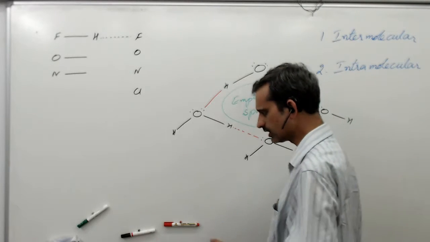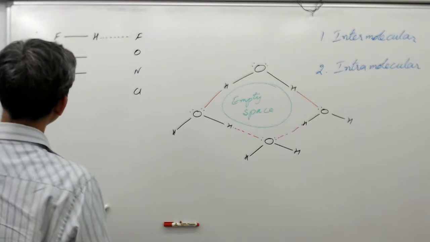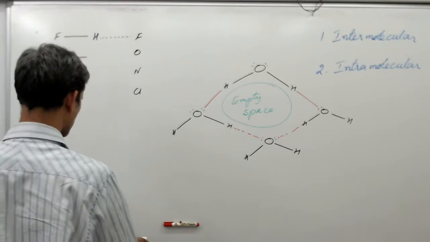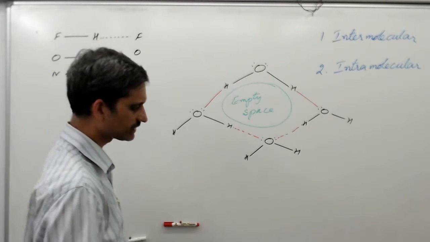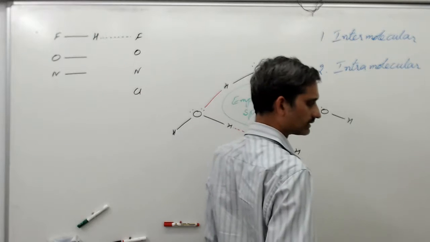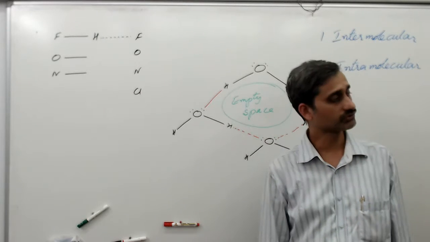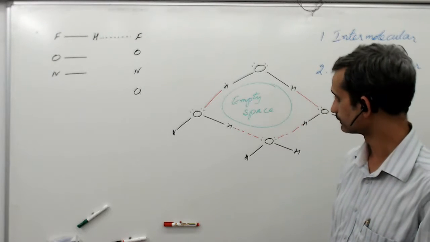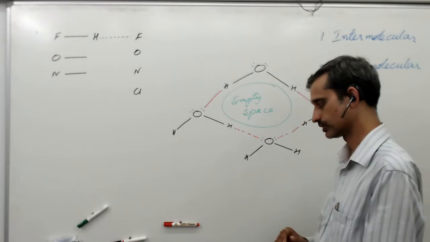The examples are a lot many. We are going to talk about it later. Like we have HF. HF is going to have a much higher boiling point as compared to what it should be. Similarly, water. Water is going to have a higher boiling point as compared to what is predicted by the dipole-dipole interaction. So that's what we have as intermolecular hydrogen bond.